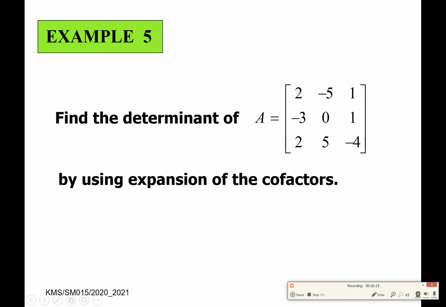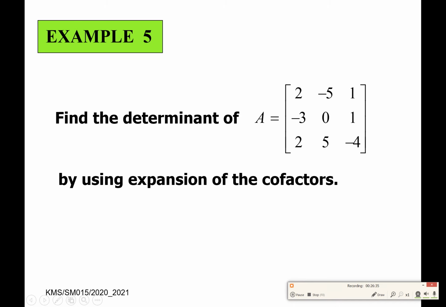Okay, example 5. Check example 5. Find the determinant of A. You are given this determinant of A, and the matrix, this is a 3 by 3 matrix, by using expansion of the cofactor.